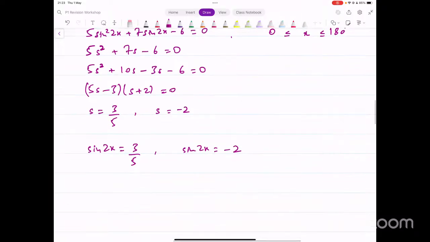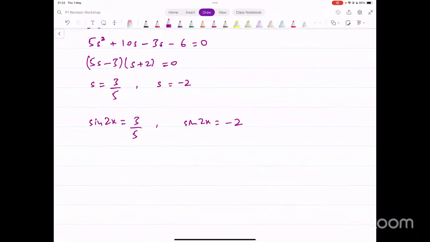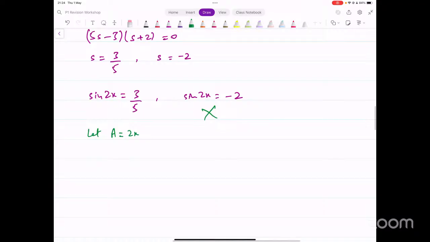Sine 2x equals 3 over 5, sine 2x equals minus 2. Now, this is not possible because sine is supposed to be between minus 1 and 1, so we ignore this value. How do we solve this one? We can use a substitution for this. Since the angle is not just x or theta, it's 2 times x. We can use a substitution. We can say let a equals 2x, and that gives us sine of a equals 3 over 5.